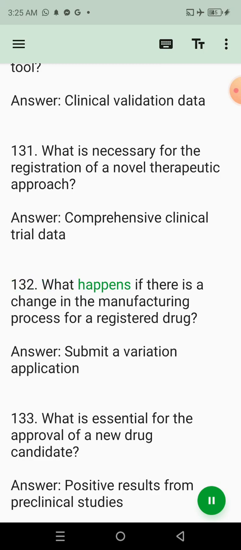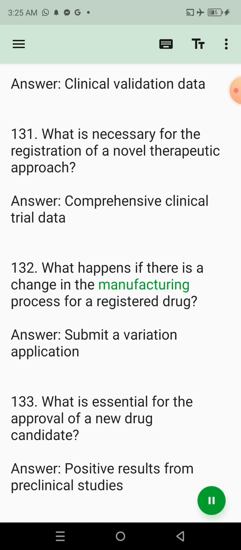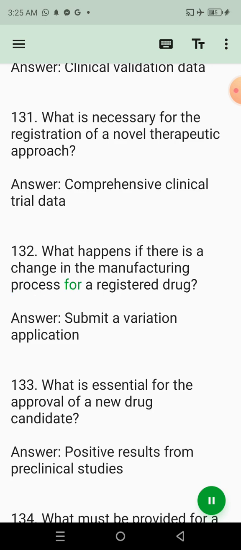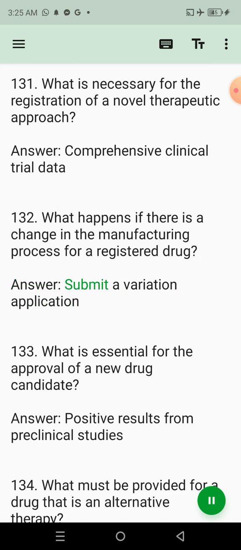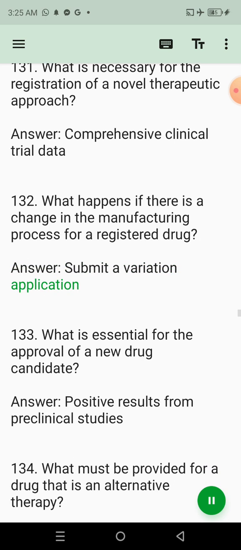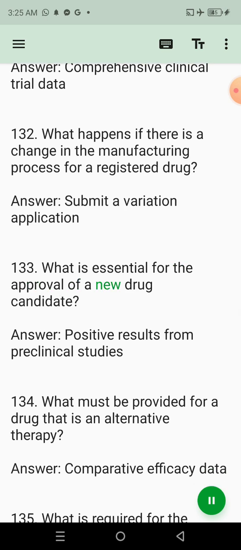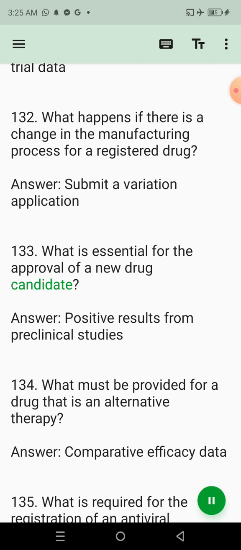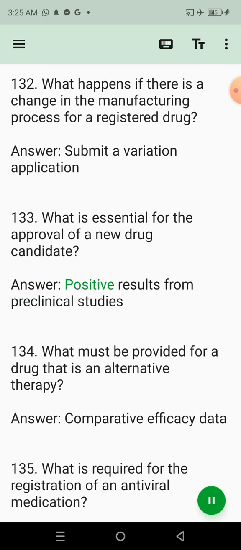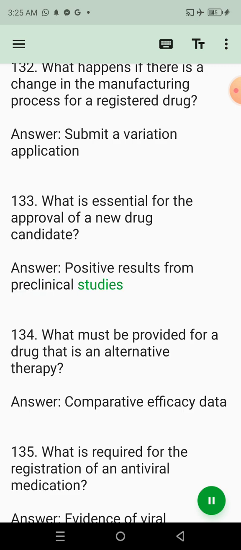132. What happens if there is a change in the manufacturing process for a registered drug? Answer. Submit a variation application. 133. What is essential for the approval of a new drug candidate? Answer. Positive results from preclinical studies.